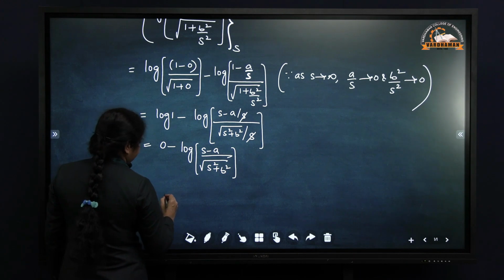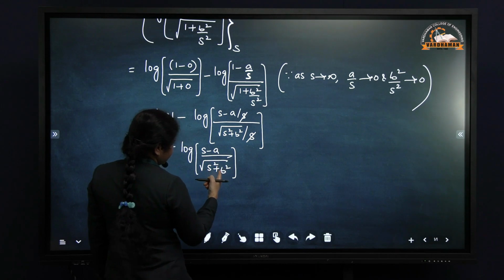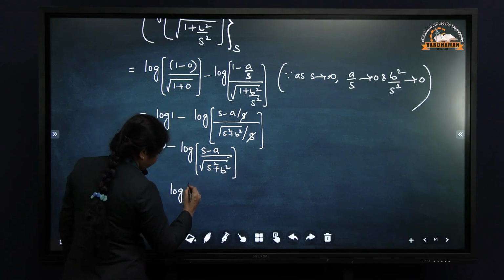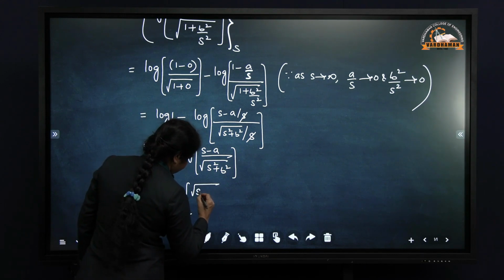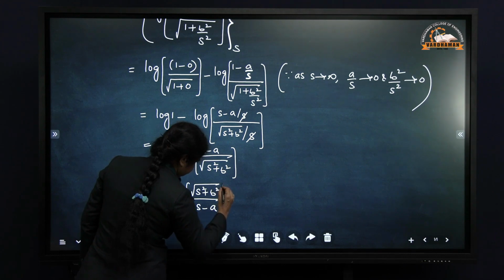And this result, the negative of log of s minus a by root over s square plus b square, can be written as log of root over s square plus b square by s minus a.